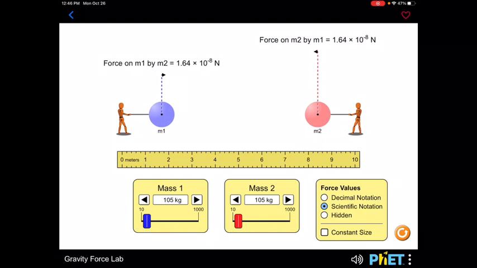Then you need to create a line graph when you've gotten all your data. The distance between the masses is going to be on the x-axis because that's what we were changing between our trials. And what's going to be on the y-axis is the force on M1 by M2. So you're going to need to put your numbers on there. You don't need to put times 10 to the negative 8th as long as that's in parentheses on the label for that axis. Let me know if you have any questions, and I will see you next time.